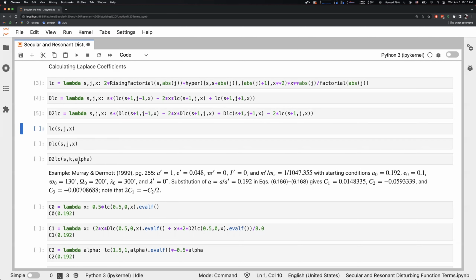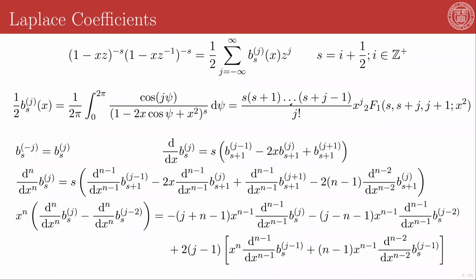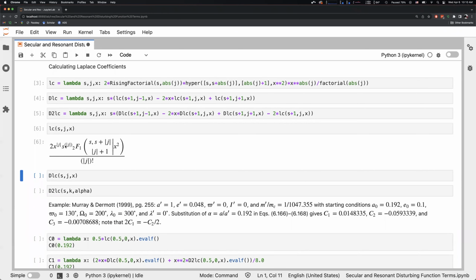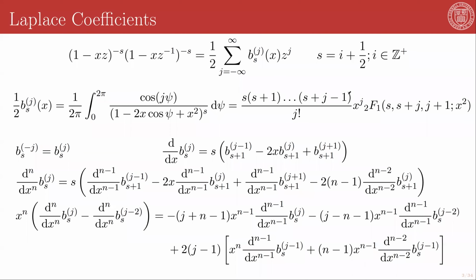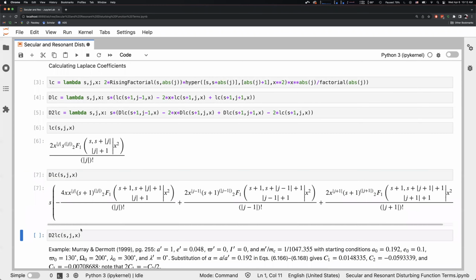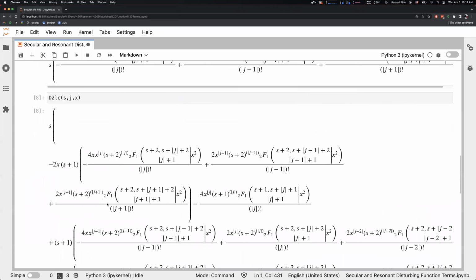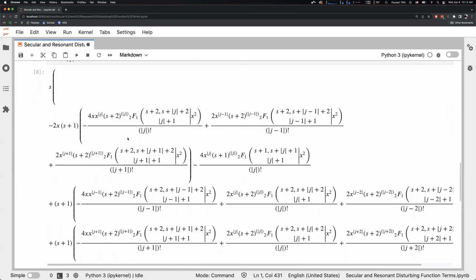We can run these 3 lambda functions on symbolic inputs just to see what they give us. So the lambda coefficient of s, j, x is exactly what is shown here. This s to the j here represents that rising factorial, which is written out in the product form here. Here's the first derivative, which gives us a rather horrible looking set of expressions, and the second derivative, which gives an even more horrible looking set of expressions.